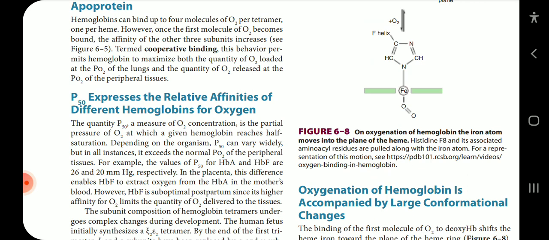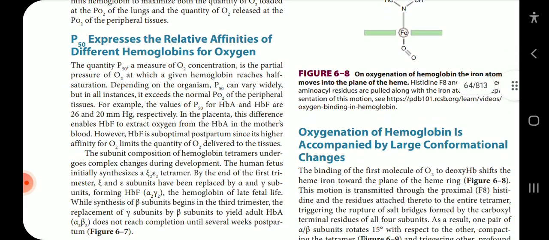For example, the values of P50 for HbA and HbF are 26 and 20 mmHg respectively. In the placenta, this difference enables HbF to extract oxygen from HbA in the mother's blood. However, HbF is suboptimal postpartum since its higher affinity for O2 limits the quantity of O2 delivered to the tissues.